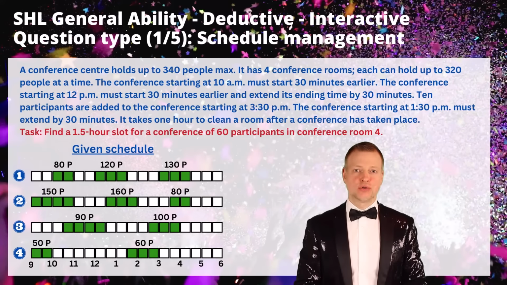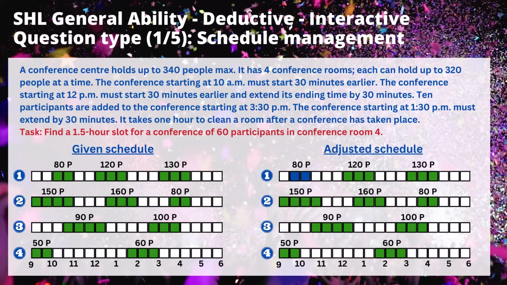To take you through the solution, I offer you the luxury of a second schedule in which I mark the adjustments. First change, the conference at 10 AM is moved forward by half an hour. Second change, the conference starting at 12 PM starts 30 minutes earlier and runs for 30 minutes longer. Third change, the audience of the 3:30 PM conference grows by 10 attendants. Fourth change, the conference starting at 1:30 PM extends by 30 minutes. Fifth condition, after each conference the room is blocked for 1 hour for cleaning.